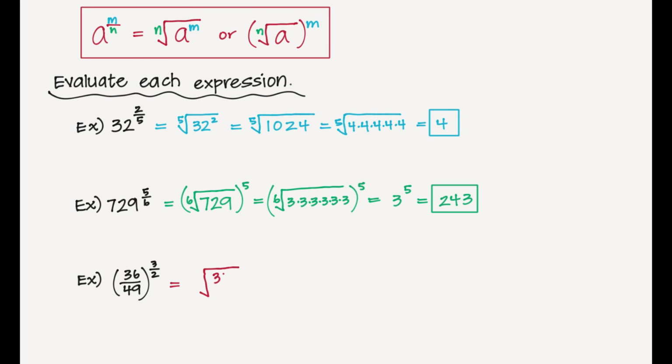Our final example now is 36 over 49 to the 3/2 exponent. So again, this is telling us that we're going to take the square root of the fraction 36 over 49, and once we have that, we're going to cube it. So the square root of 36 is 6, the square root of 49 is 7. So now let's go ahead and cube this fraction. 6 cubed is going to give us 216, and 7 cubed is 343. And that is our final answer.